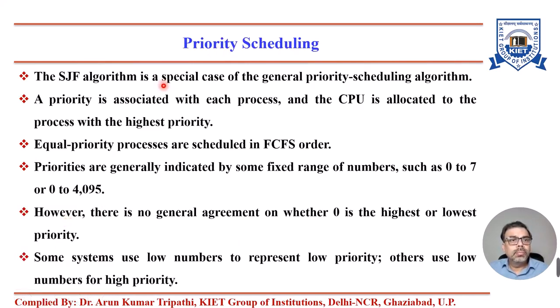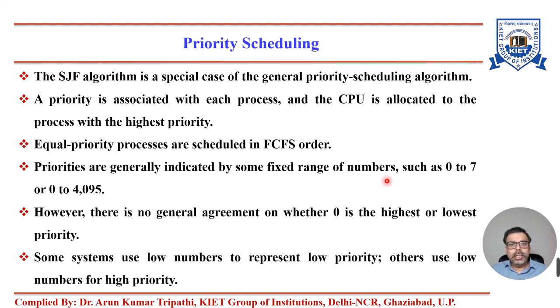The SJF algorithm is a special case of the priority scheduling algorithm. Here we are dealing with priority: a priority is associated with each process, and the CPU is allocated to the process that has the highest priority. Equal priority processes are scheduled in FCFS manner, like in SJF. If two or more processes have equal priority, then whichever process comes first will execute first.